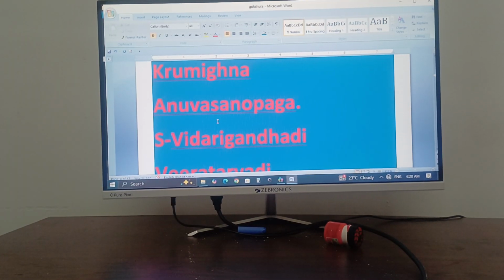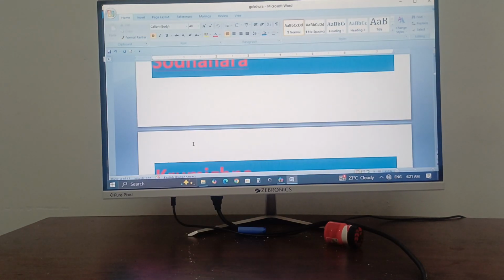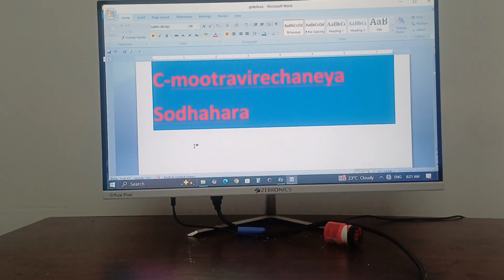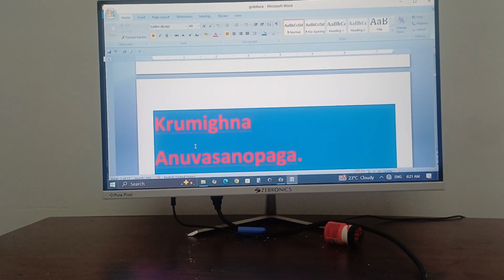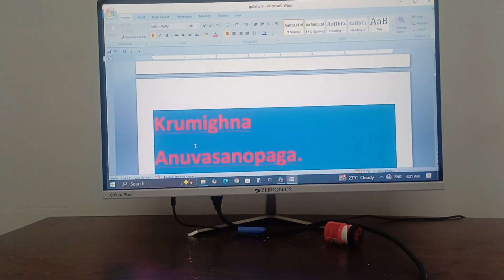From the BAMS point of view, theory and practical point of view, maybe 2 marks or 5 marks, they will ask you: write the main actions or pradhana karmas, or what is Charaka's vargikarana. According to Charaka, it comes under Mutra Virajaneya, Shodhahara, Krumigna, Anuvasana. Gokshura is the most powerful antibiotic drug. See, what is the Krumigna? In modern science, they may say antifungal, antiviral, whatnot, related to some microorganism. But in Ayurveda, it is mentioned as the best Krumigna dravya.